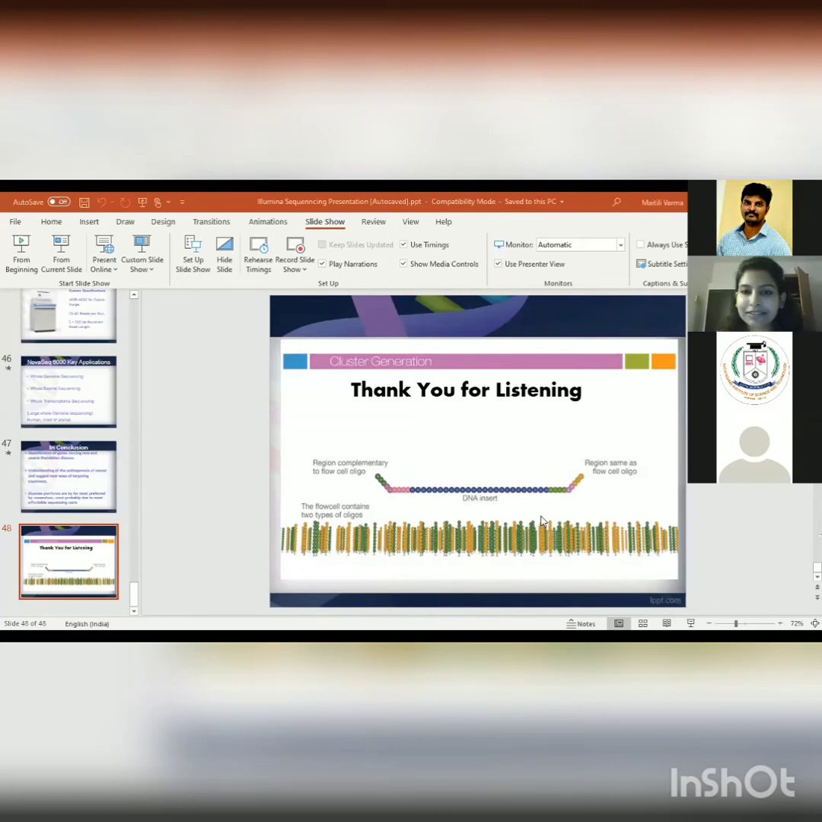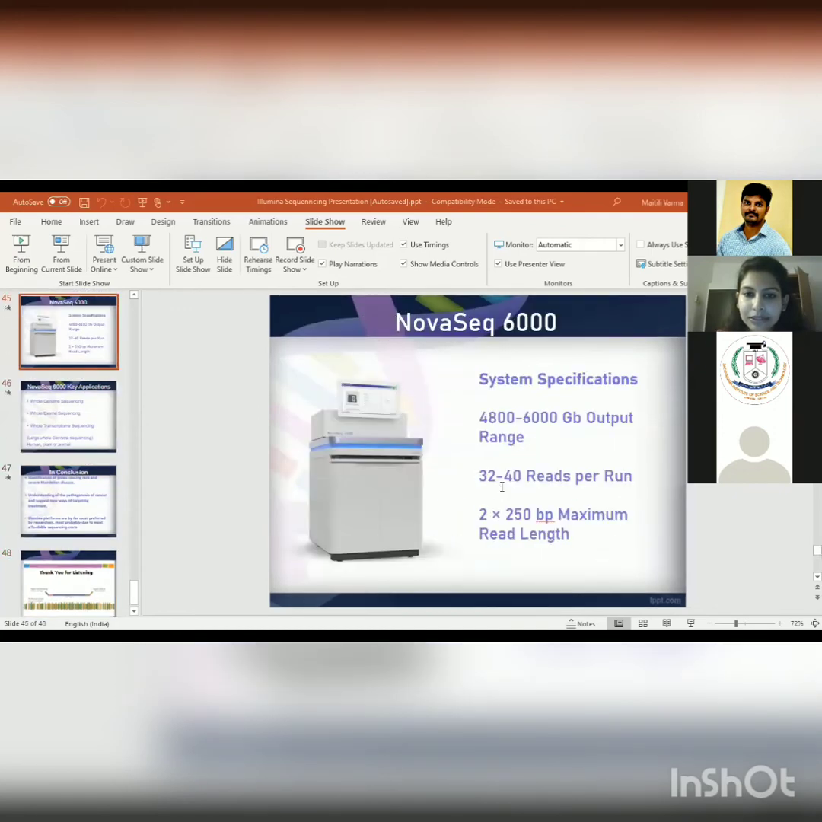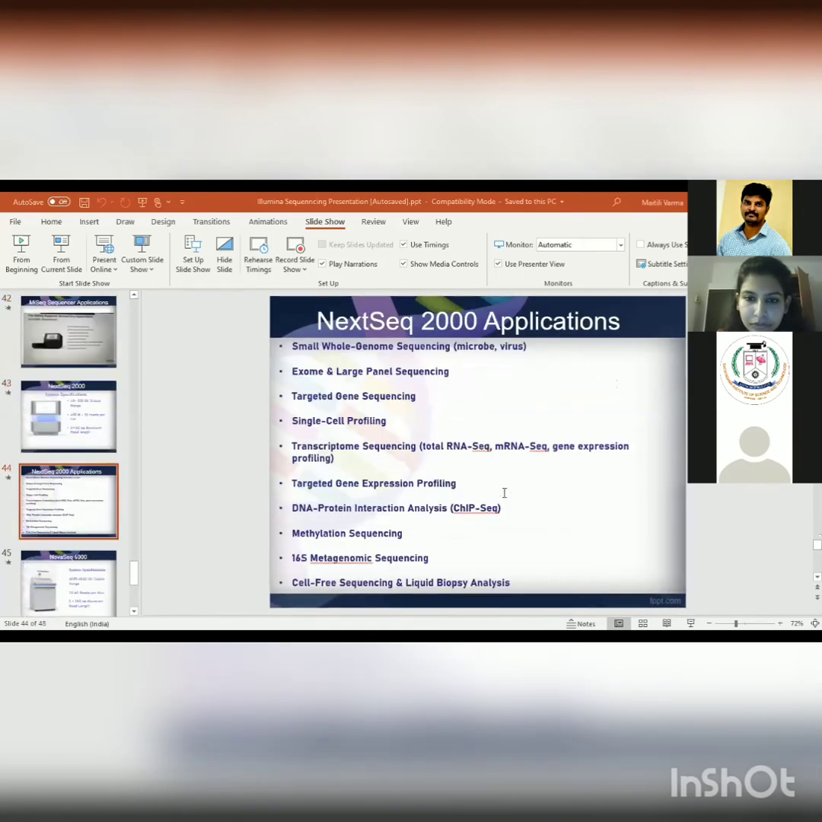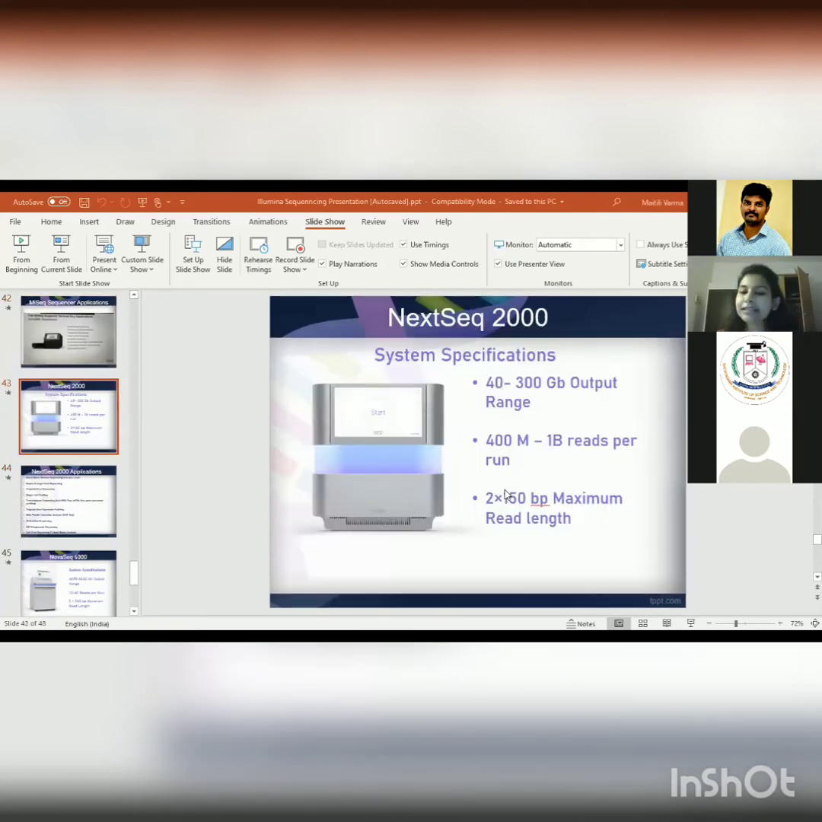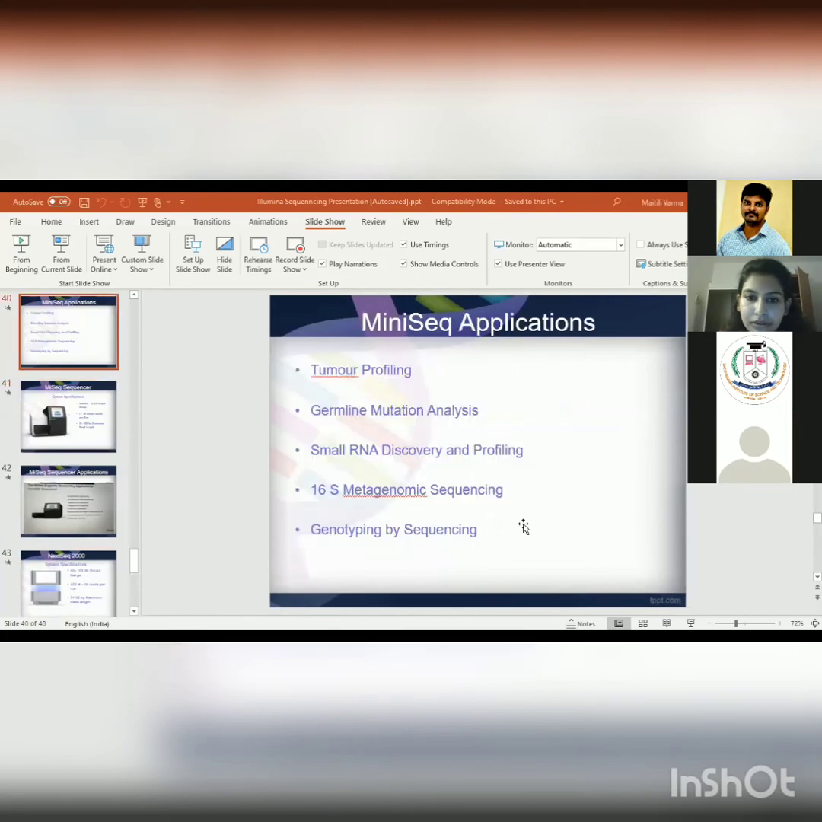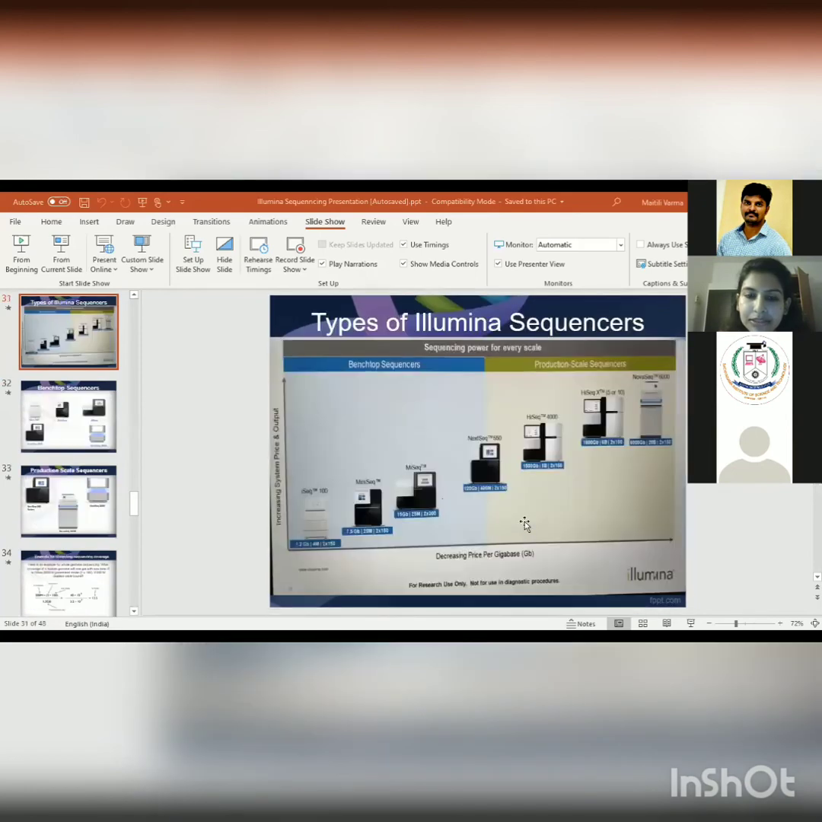We have one more query from Dr. S. Selvaraj. He's asking, you said somewhere about total RNA sequencing, can you please elaborate? Total RNA sequencing is used for transcriptomes, to understand the transcriptomes. Is that what you were asking? Total RNA sequencing, yes.